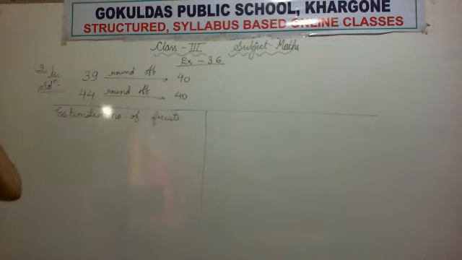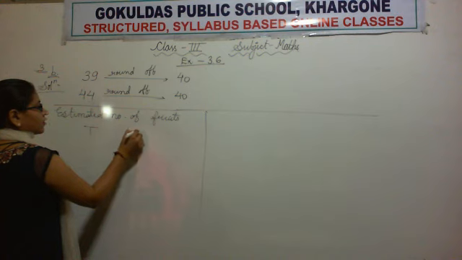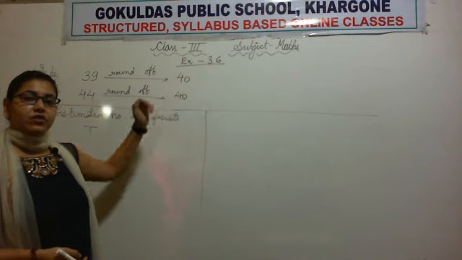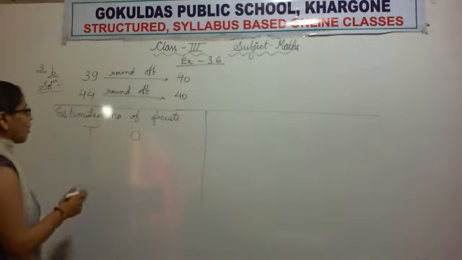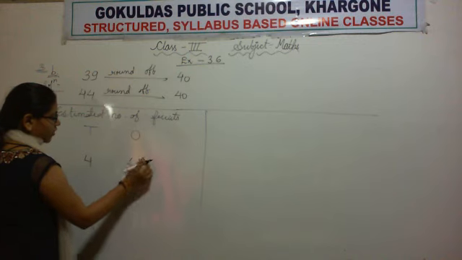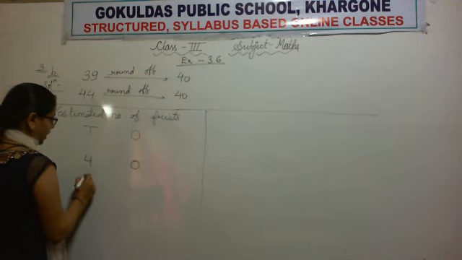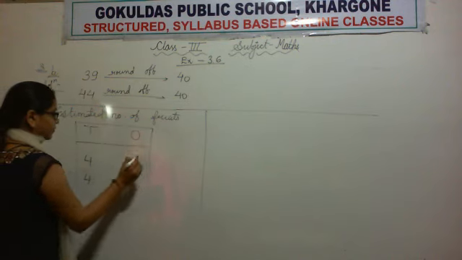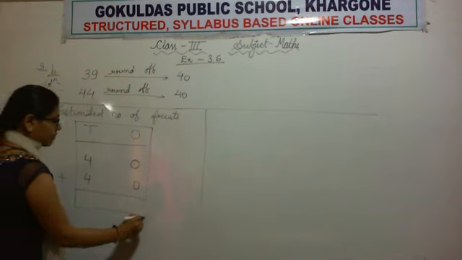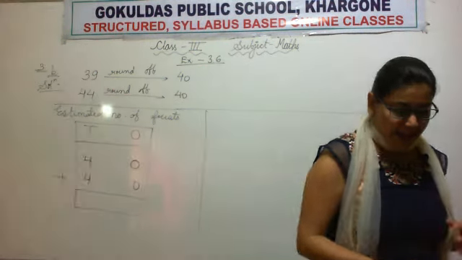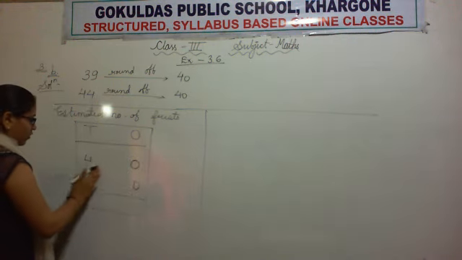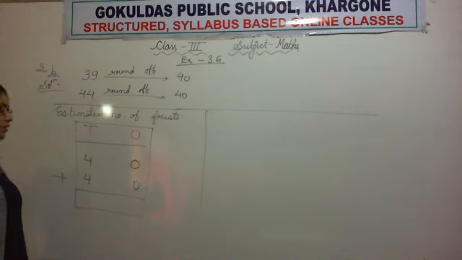Estimated number of fruits. For calculating the estimated number of fruits, we will take the estimated or rounded off values. Both the numbers are 40 and 40. So we will write 40 and 40. Let's add both the numbers. Starting from the ones place, 0 plus 0 is equal to 0. So we will write 0.